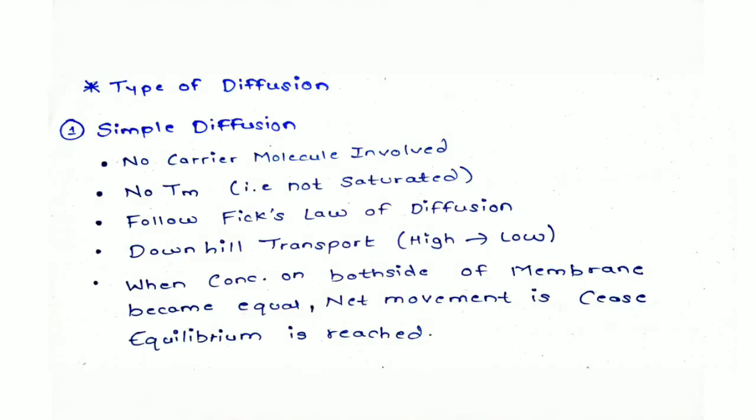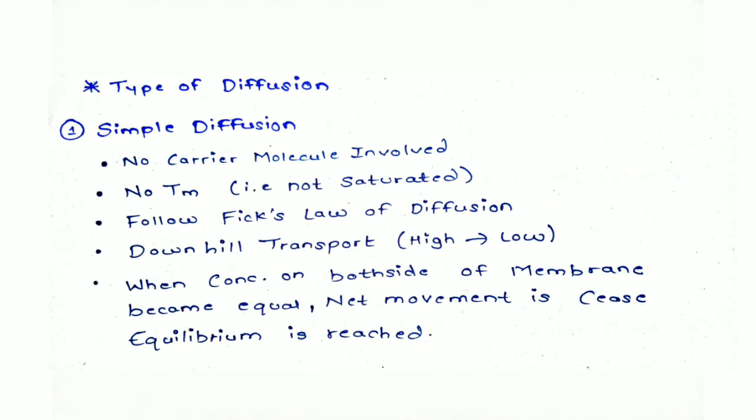Now let's discuss types of diffusion. There are three different types: simple diffusion, facilitated diffusion and non-ionic diffusion. Starting with simple diffusion. In simple diffusion, no carrier molecule is involved. No TM, that is transport maximum, which I have discussed in the part 1 video, check it out. It is non-saturable and follows Fick's law of diffusion. The movement is from higher concentration to lower concentration, so downhill movement. Examples are oxygen, carbon dioxide, and urea exchange.